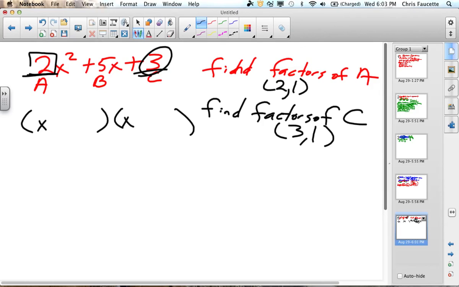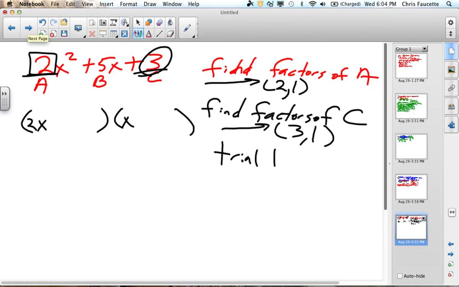But I've still got to take care of this 2. So this is where I get my factors. I'm going to put a 2x here. It doesn't have to go in the first one; it can go in the second one, but either way. Now, I'm going to take my C factors and put them in. You don't necessarily know where they go, so let's try. I'm going to have trial 1. I'm just going to put them in somewhere or other, and what I want to do is make sure that these things add up to 5.